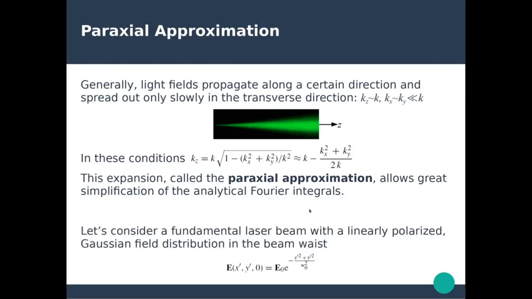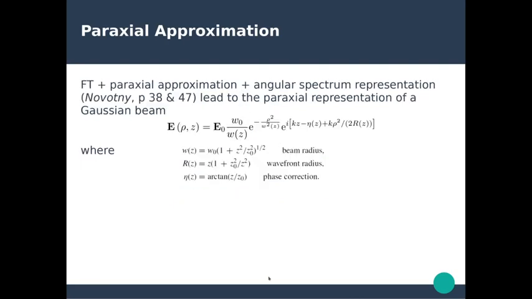This is also very important when you deal with complex beams. For instance, if you have a fundamental laser beam with a linearly polarized Gaussian field distribution, you can use a combination of Fourier transform and paraxial approximation together with this angular spectrum representation we're going to discuss in a minute. And then you can obtain a paraxial approximation of the Gaussian beam. So this is the electric field in the paraxial approximation of your Gaussian beam.